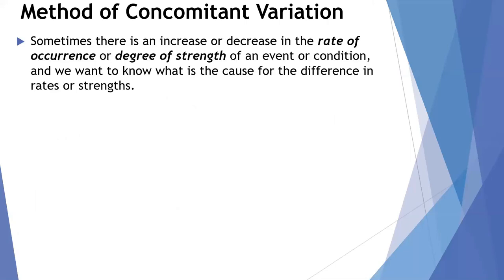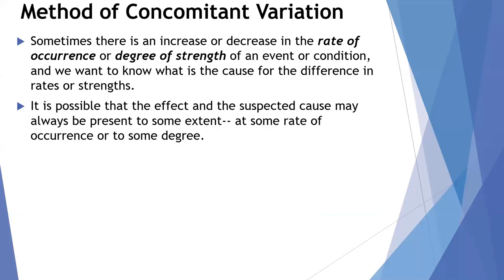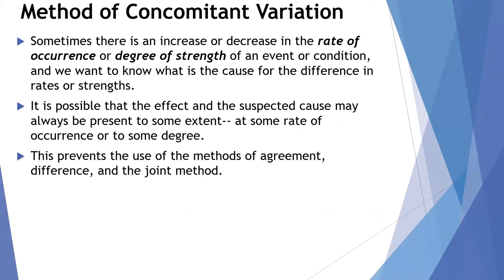And sometimes there's an increase or decrease in the rate of occurrence of a certain kind of event, or the degree of strength of a certain kind of event or a condition. And we want to know what's the cause of the difference in those rates or the degree of strength. Now, here, it's possible that the effect and the suspected cause may always be present to some extent. At least some rate of occurrence is there, or the effect is there to some degree of some sort.